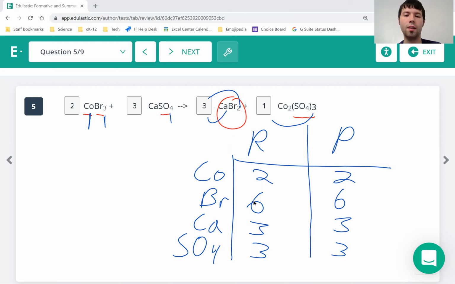Everything's balanced. Remember, the important thing here is that when you see something grouped like this, it's grouped for a reason. So treat it as if it's its own element, even though it's really not. Those are called polyatomic ions.